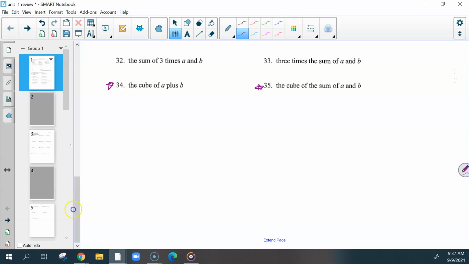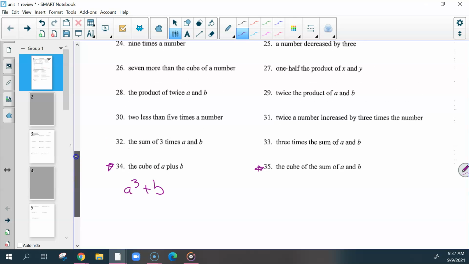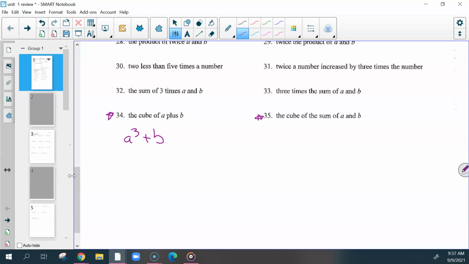Jumping down to 34. The cube of A plus B. How would I write that? Priscilla. I mean, also, because it's addition and you can put it either way.